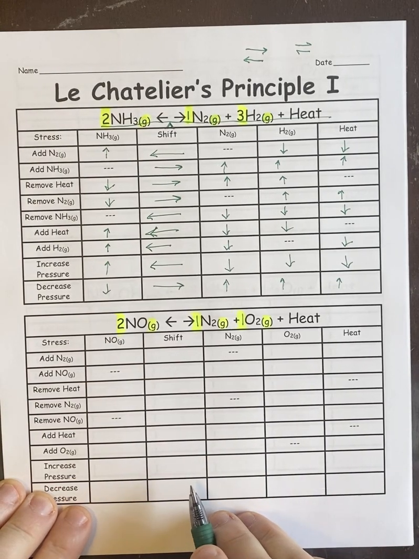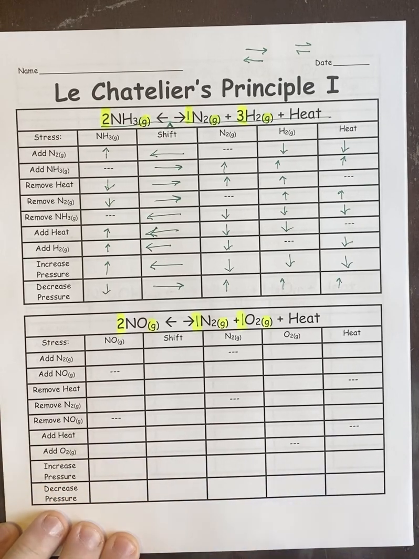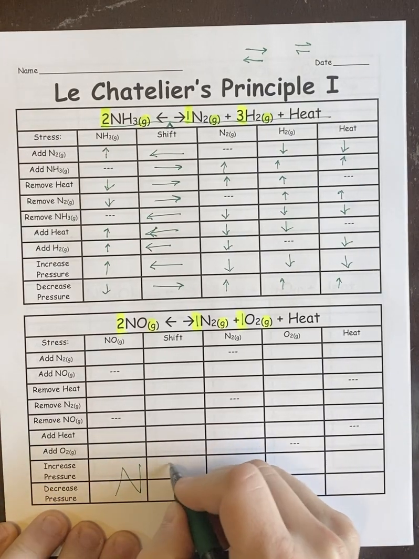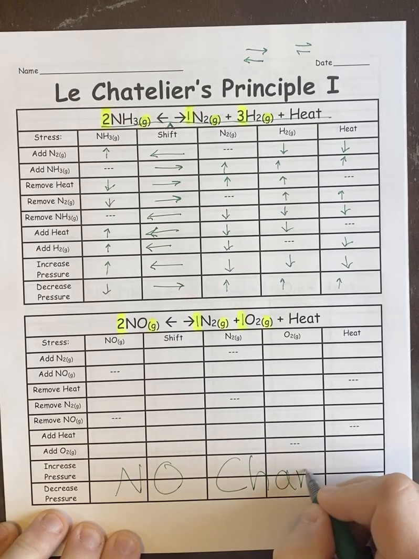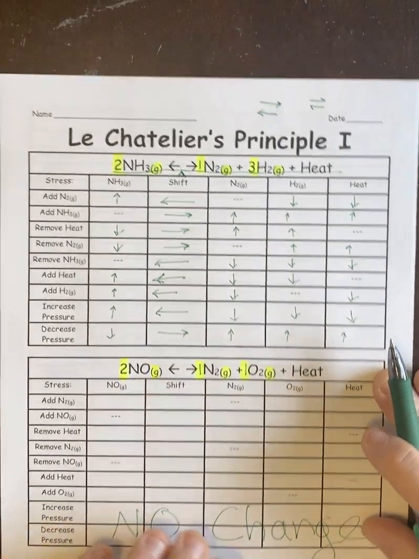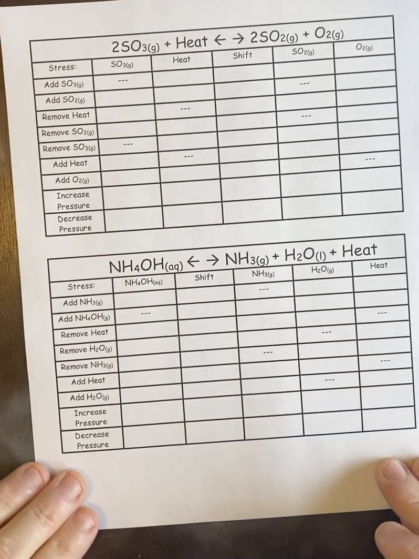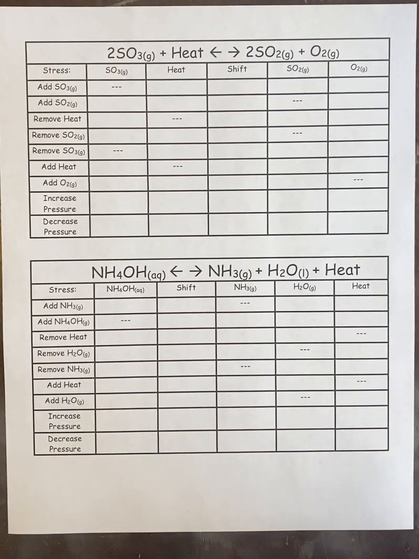So if you increase the pressure, you shift to the side with less gas. Since neither side has less gas, there's no change in pressure. Pressure would have no effect on this equilibrium because pressure only affects gases. Let's do one more with pressure to make sure everybody fully understands this. This one at the bottom is pretty good because a lot of people make mistakes on this.